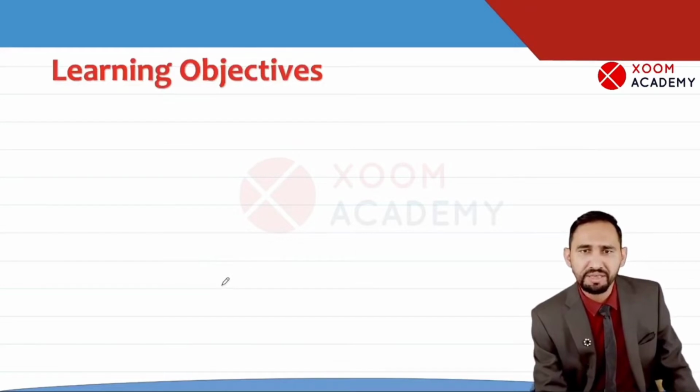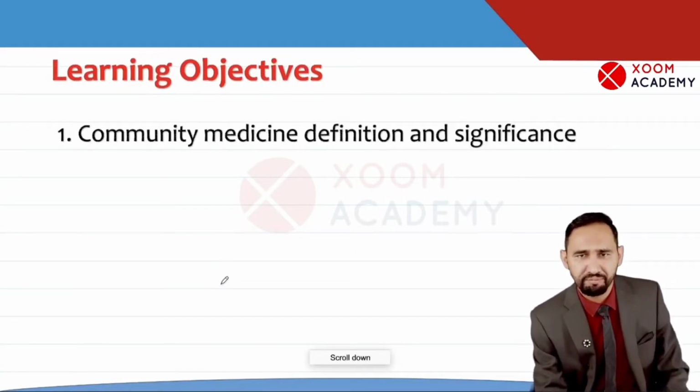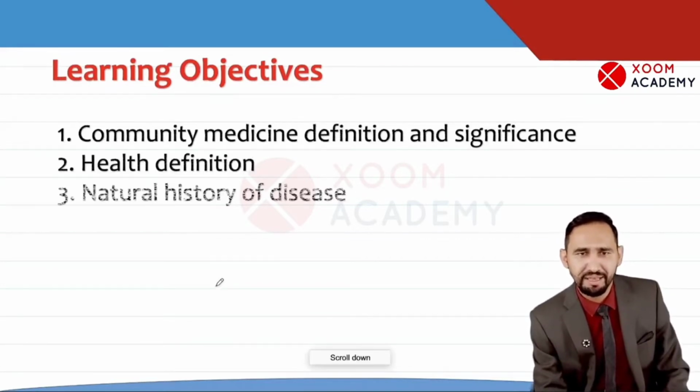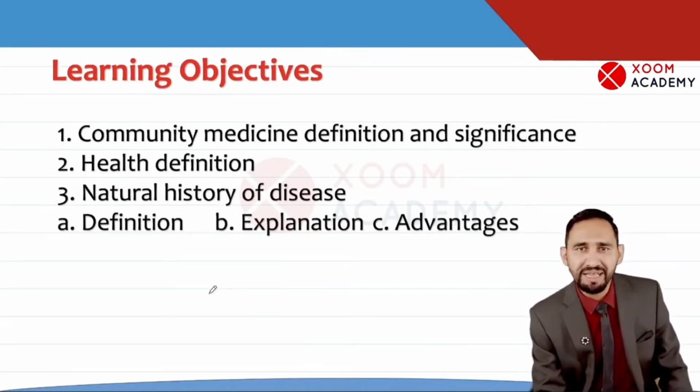So we will discuss this lecture according to the following learning objectives. Number one, we will see the definition of community medicine and its significance. Then we will see the definition of health. Then we will discuss natural history of disease. We will define natural history, and explain natural history of disease and various advantages of natural history of disease.